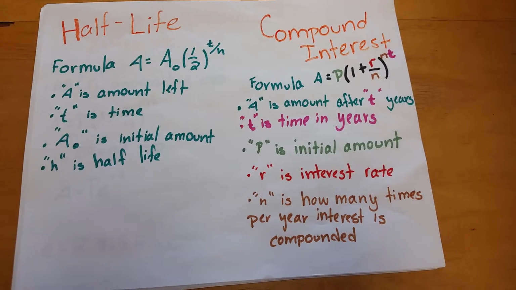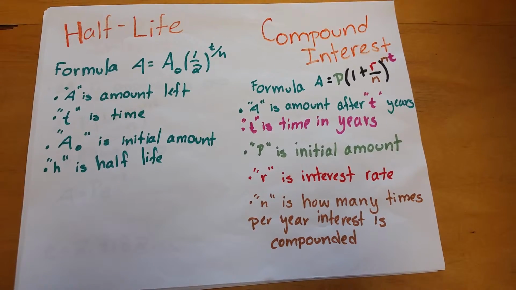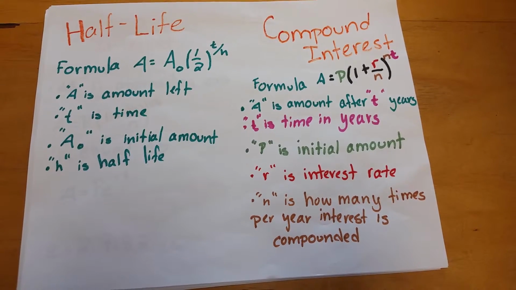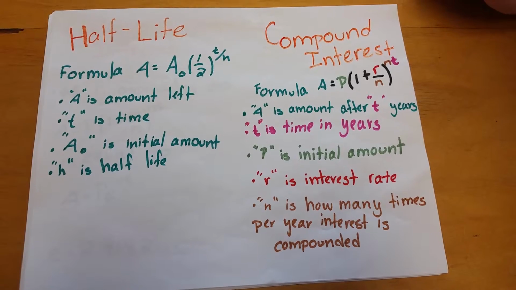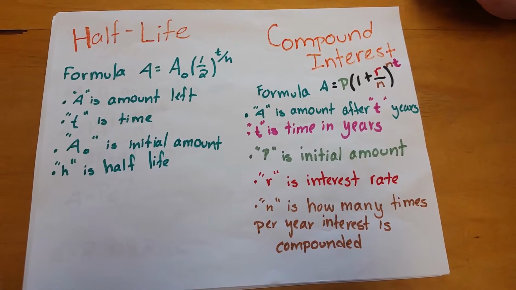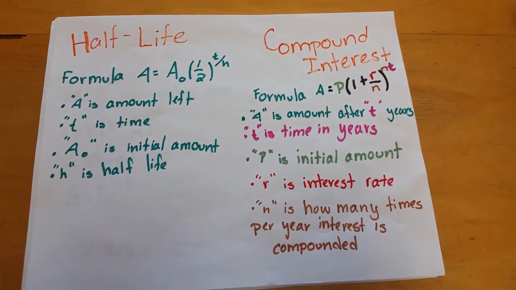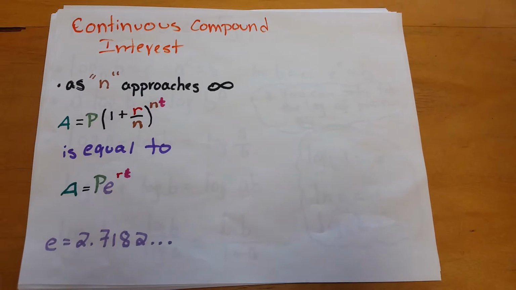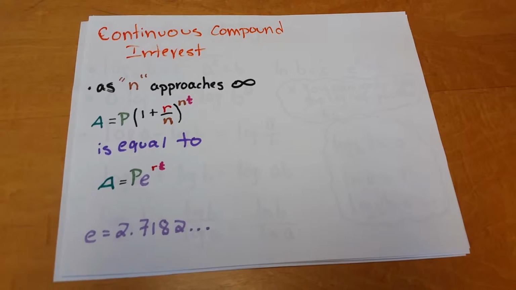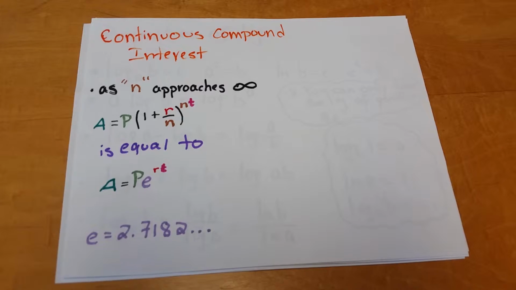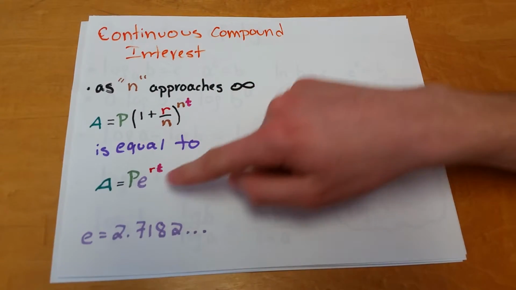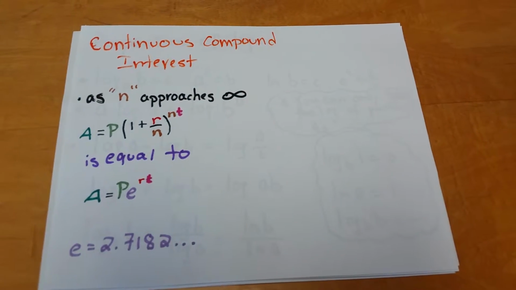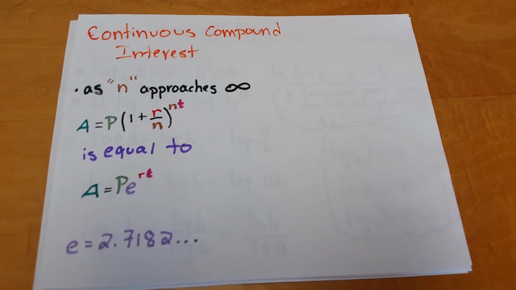There's also the compound interest formula for finance. In it, a is the amount after t years, t is time in years, p is the initial amount, r is the interest rate, and n is how many times per year interest is compounded. Now, as n goes to infinity, something very interesting happens. As n approaches infinity, this equation can be reduced to the number e, which equals approximately 2.7182, and it keeps going on and on and on.